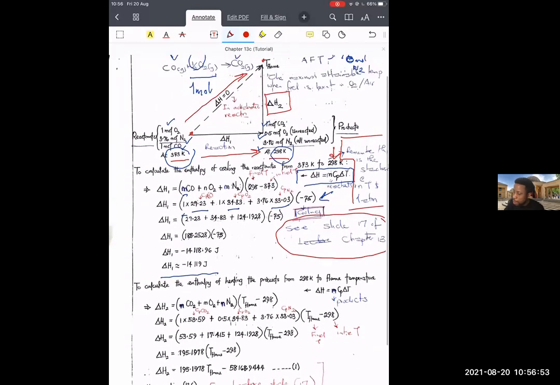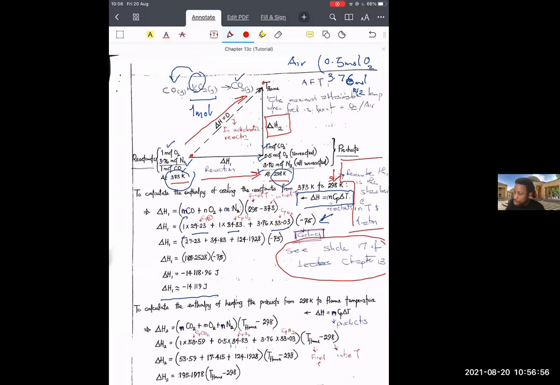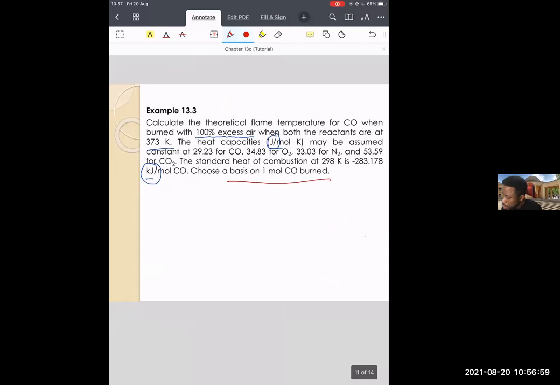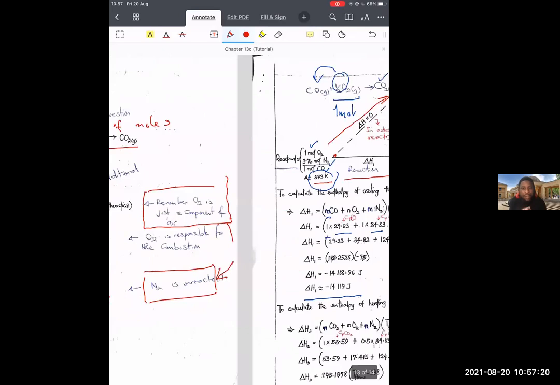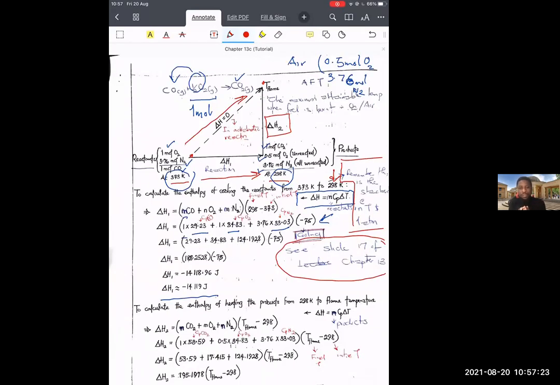For this other part, let me go back to the question. When both the reactants are at 373 Kelvin, the reactants are going into the reaction, so they are coming in at 373 Kelvin. But before it gets to the point of T flame, it needs to be cooled down to the standard 298. So that is what we've got there. So we still don't have this.